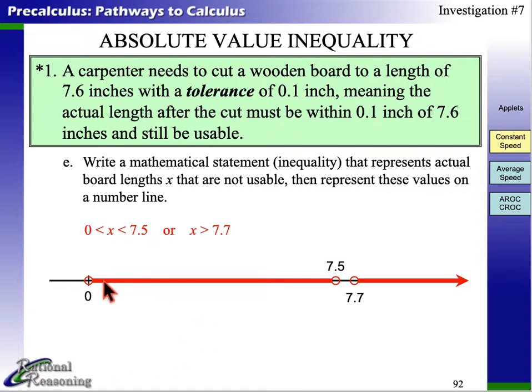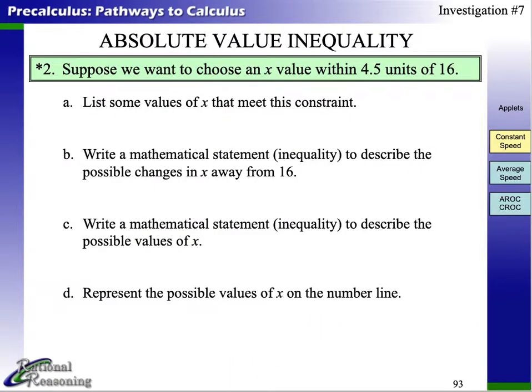Now, if you cut it way small, again, 7.5 is usable, 7.7 is usable, so those are kind of the boundary points, and that's why that's an open circle. 7.7 is one we could use, 7.5 is one we could use, so it doesn't have the equal sign here, and we represent that with an open circle.